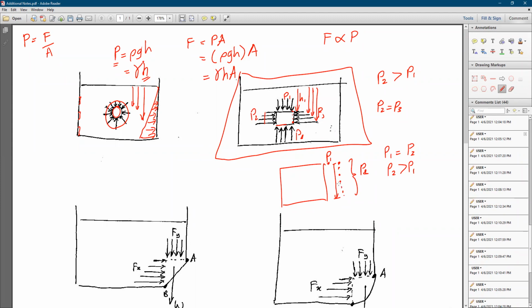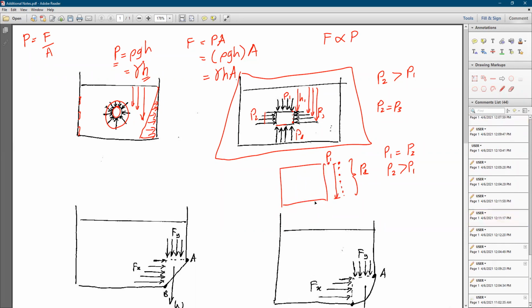I hope you understand that principle first. Now how about P4 down here? P4 is actually at this particular height.